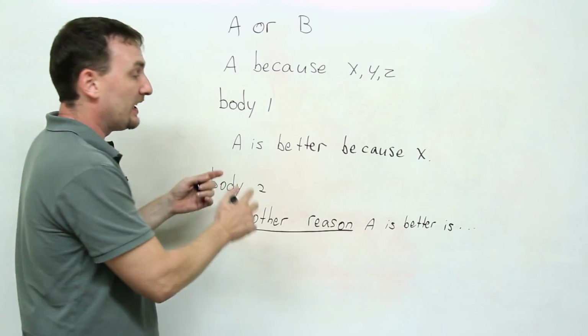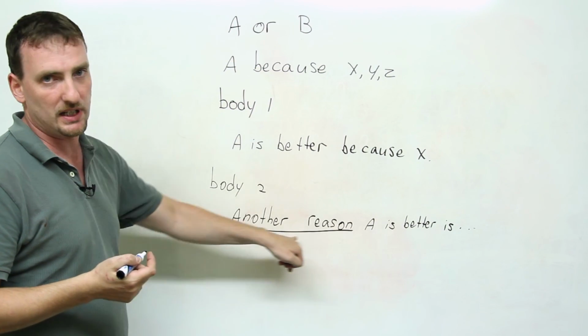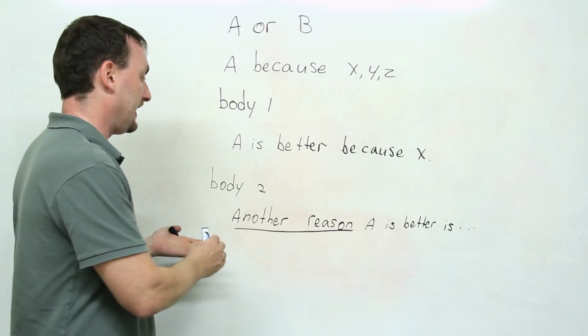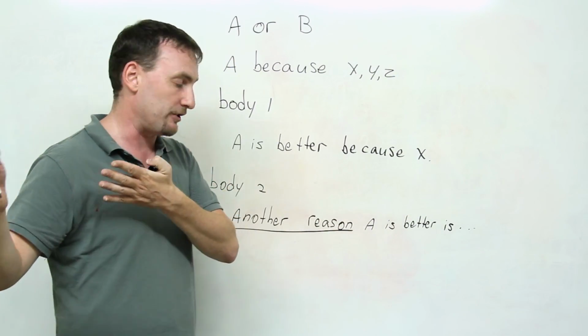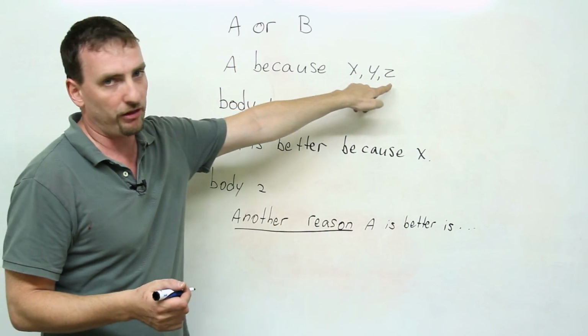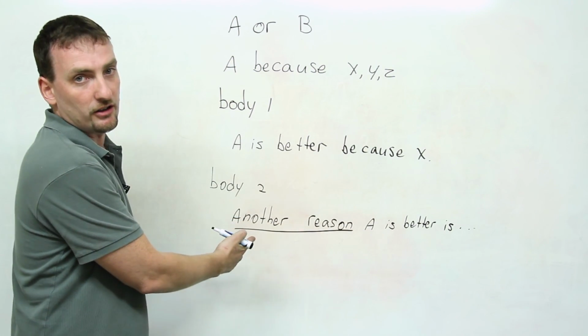You talk about this one. If you only had 2 reasons, how would you begin this? You would begin by saying, the other reason A is better, etc. But because you're going to go to 3, and this is only your second, you're using another.